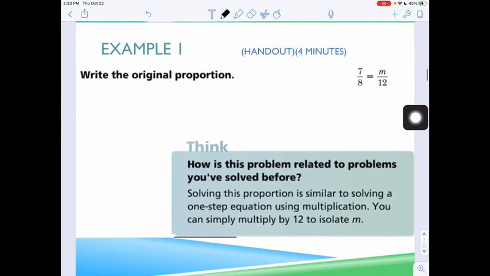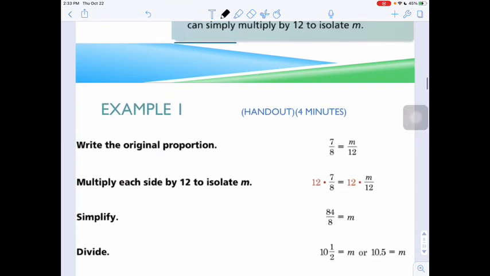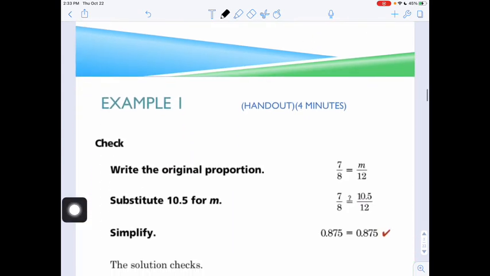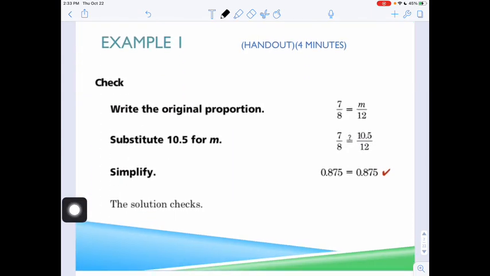The next few slides have some ideas to think about, and then all the work with the explanations off to the side, and a check. So if you plug your 10.5 back in, 10.5 divided by 12 gives you 0.875, 7 divided by 8 gives you 0.875, so the solution checks.